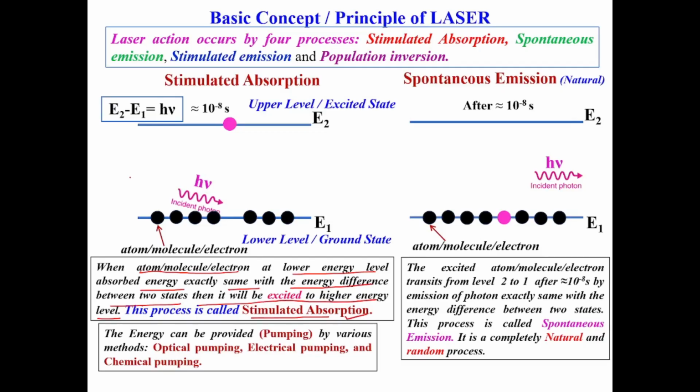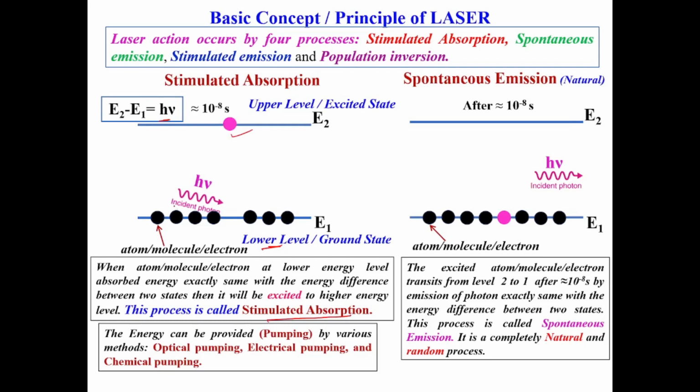So here, when external energy is applied to the lower energy state, if that energy is exactly equal to the difference of the two energy states, that is E2 minus E1 equal to h mu, and the same energy is incident on the lower or ground state, it will be excited. That is called stimulated absorption. Same thing I have written.